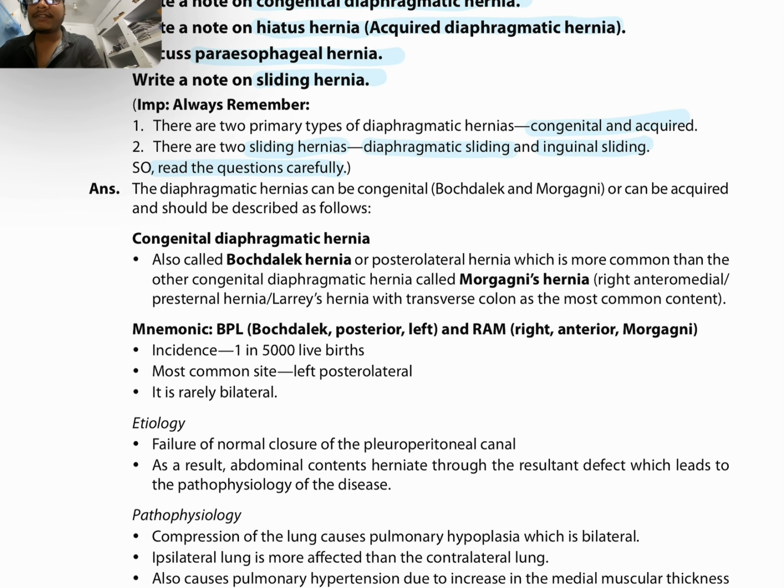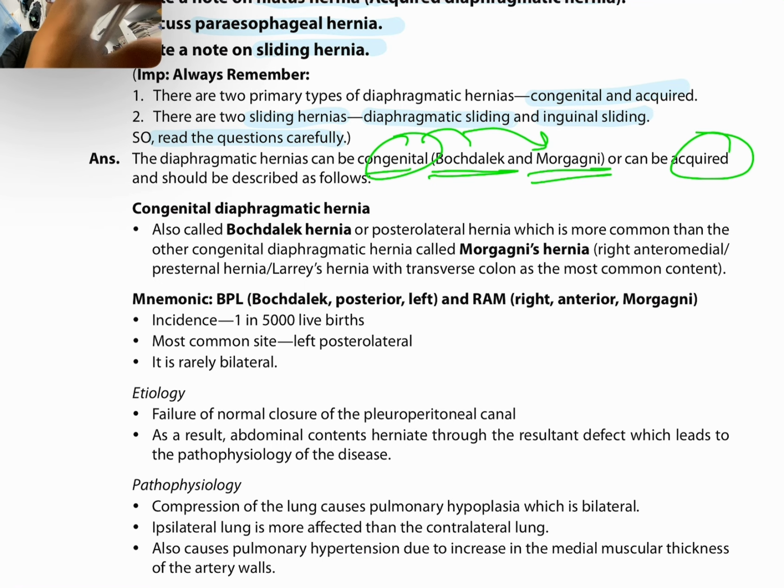Okay, first of all, as I told you, it is of two types, either congenital or acquired. Congenital is further of two types, that is Morgagni as well as Bochdalek hernia. So starting first is our congenital hernia, which has two types.